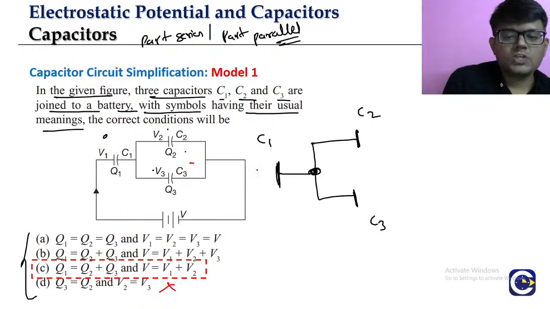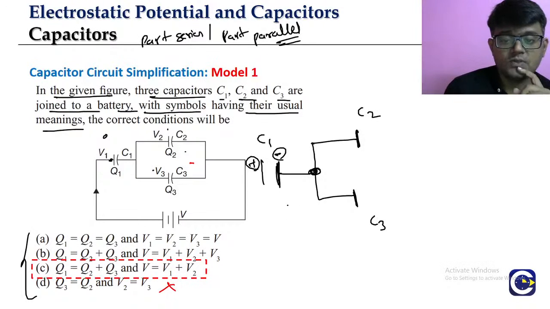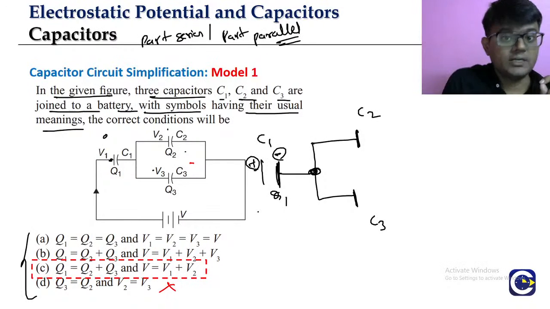Now look, the left plate of this C1 is connected to the positive terminal of the battery. So what will come here? Positive charge. Here also positive charge will come. Here, negative charge. What is the value? Q1. So on this plate of C1, what is the charge that is coming? Minus Q1, right? The charge coming here is how much? Minus Q1.